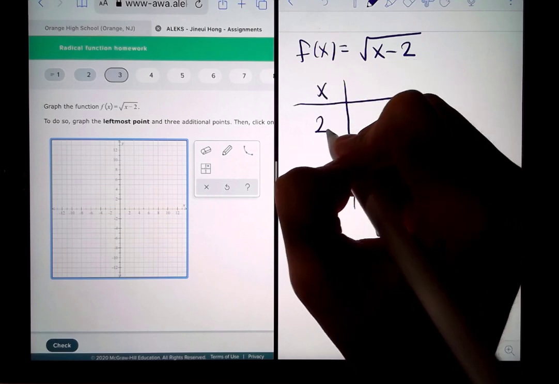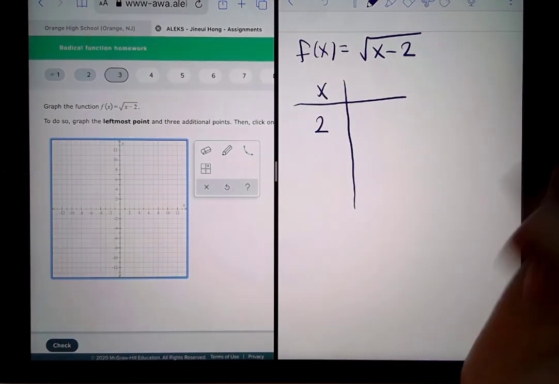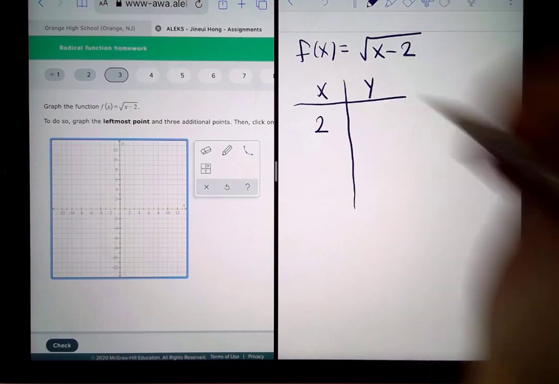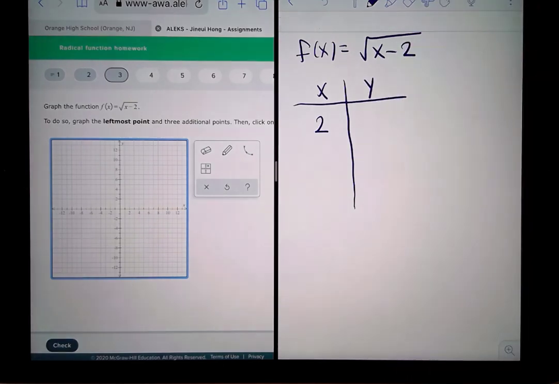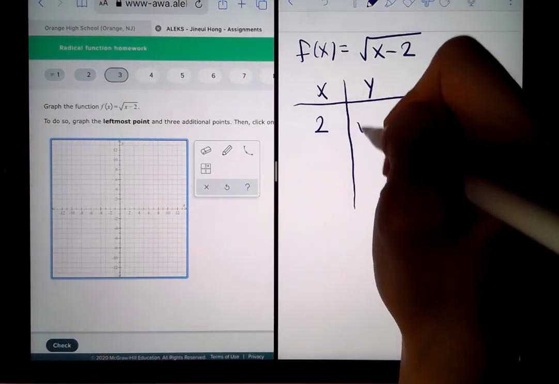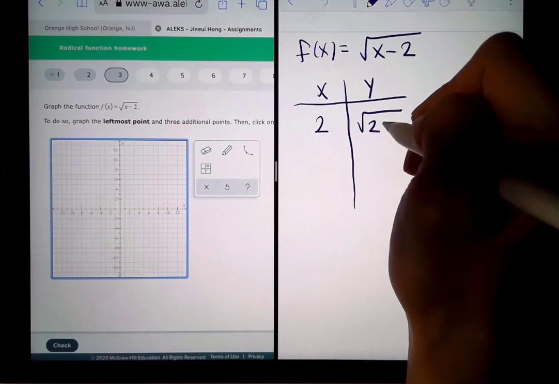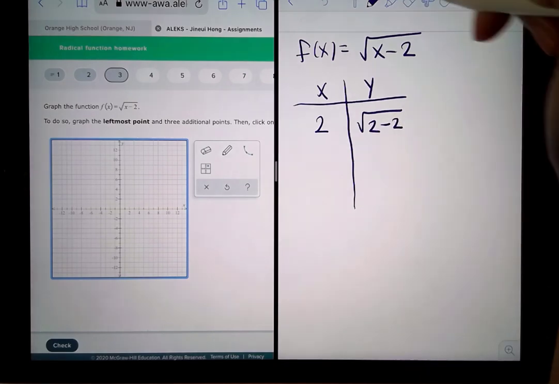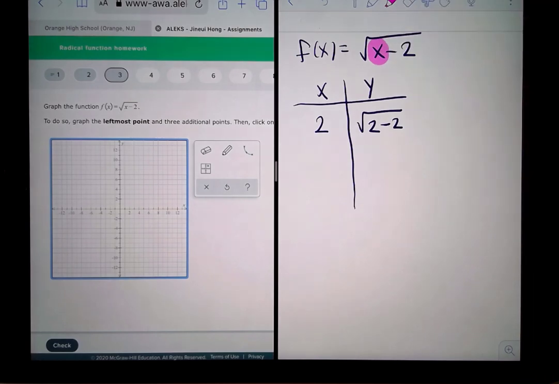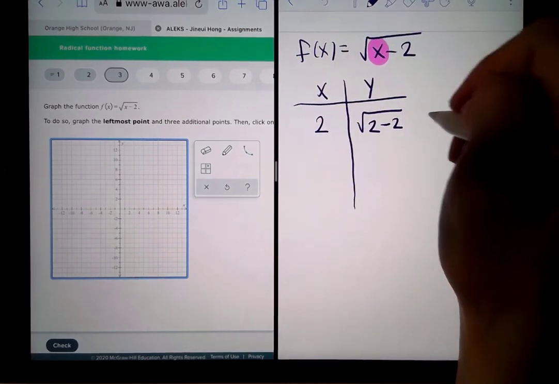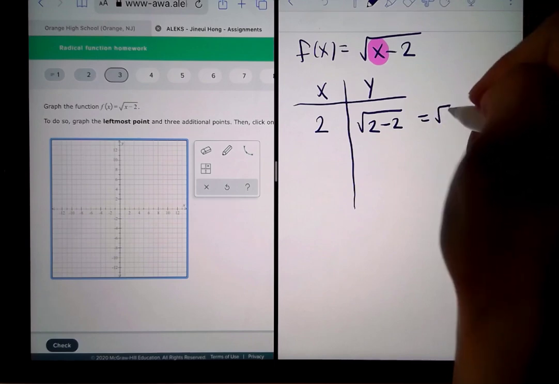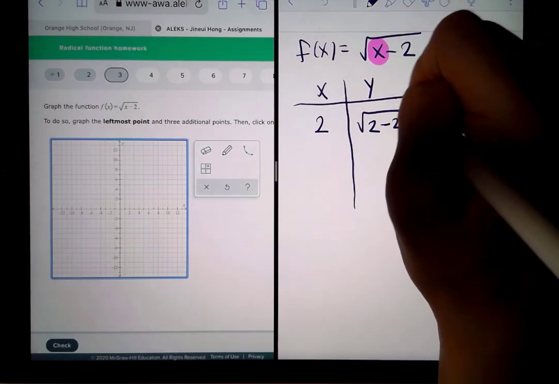My initial point is 2. Okay? So you started from that one, and you put y for this. And then think about it, guys. Let's put 2 into here. Then 2 minus 2, right? Because I just substitute 2 into x. 2 minus 2, so that is square root of 0, which is 0.